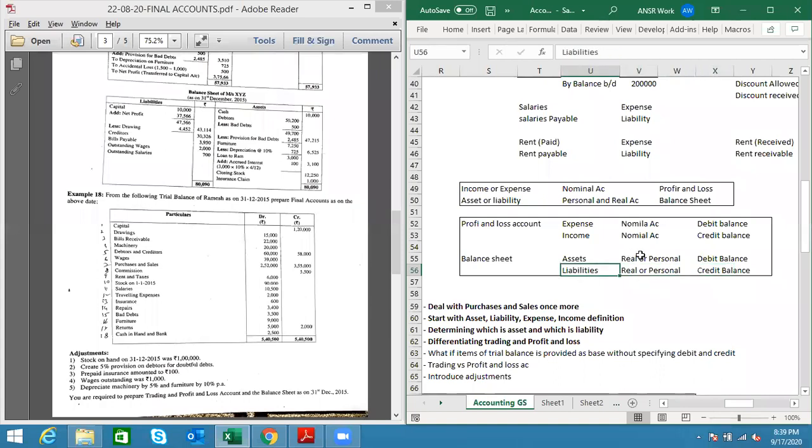So often we will not have to think about all this because we'll be so familiar with the terminologies used in the trial balance in the question that just by looking at it, we'll get to know whether it's an expense, an income, an asset, or a liability. But whenever there is any doubt, just come back to this rule and it will help us start with what type of account it is. If it is a nominal account, then it will definitely be either expense or income. If it is a real or personal account, it will definitely be assets and liabilities.